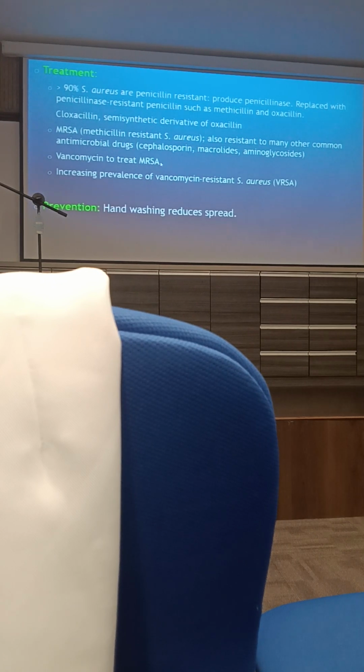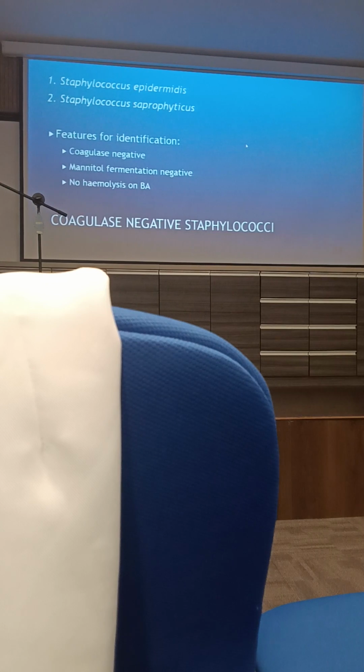Not now, but for many years already. And many other antimicrobial drugs. Vancomycin is used to treat MRSA, and then we also have some resistance to vancomycin. So in general, prevention of Staph aureus is through hand washing to reduce spread because they are flora of the nasopharynx and skin. So that was only our first species for today, Staphylococcus aureus. Next, let's move to Epidermidis and Saprophyticus.